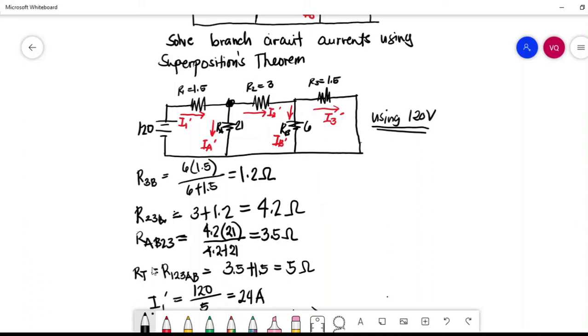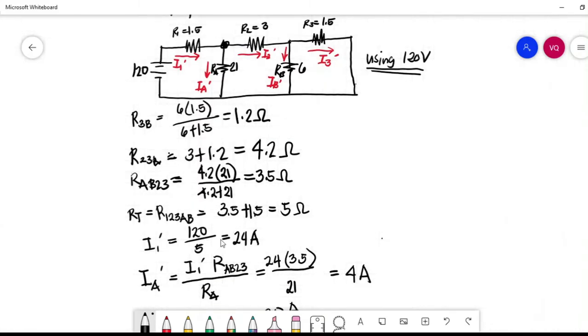Next is the RA23B. So 4.2 multiplied by 21 divided by 4.2 plus 21 equal to 3.5 ohms. So RA23B is 3.5 ohms. And then our total resistance now will be R1 plus RA23B. So equal to 3.5 plus 1.5 equal to 5 ohms.